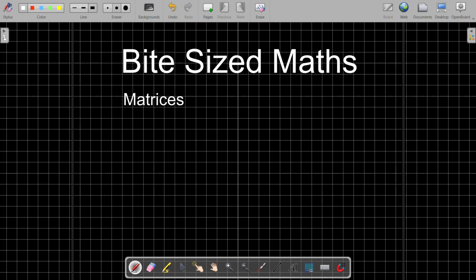Today we will start with comparison of matrices and cover how to add two matrices together. So let's get started.